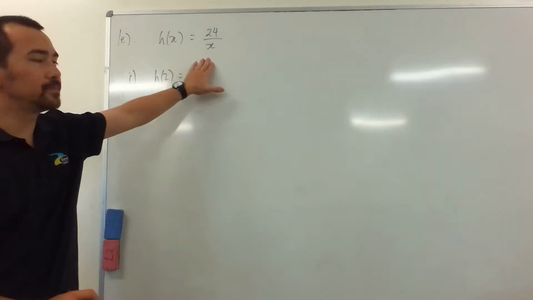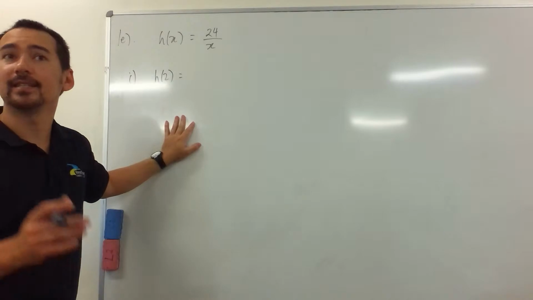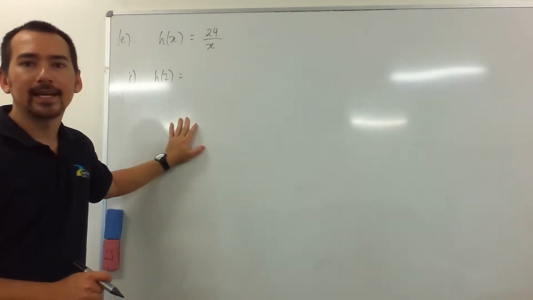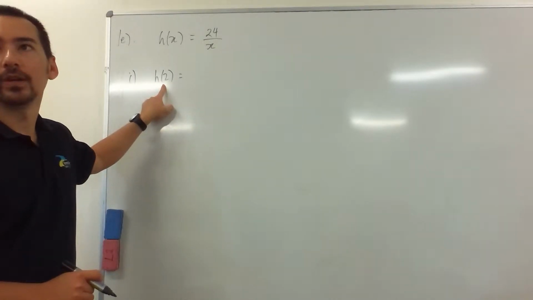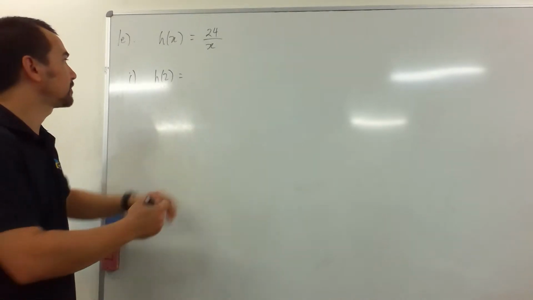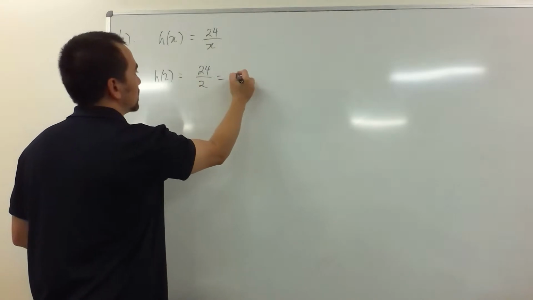What type of function is this one? No, it's not a linear function. It's hyperbolic. Thank you. It's a hyperbolic function. And they're asking what is the value of h when x is equal to 2? What is it? 24 over 2, which is 12.